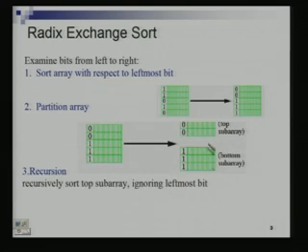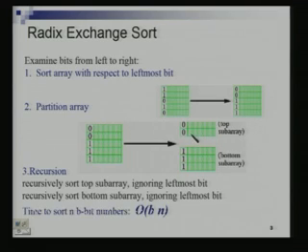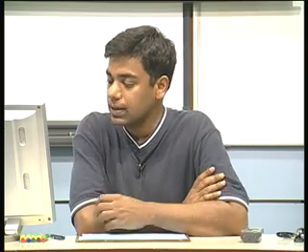We will recursively sort the top subarray ignoring the leftmost bit, and we will recursively sort the bottom subarray ignoring the leftmost bit once again. And how are we going to sort these? Using the same idea. We are going to partition this using the second leftmost bit, and so on. So, how much time does it take to sort these n bit numbers then? I claim it takes order b n time if I have n numbers and b bits.